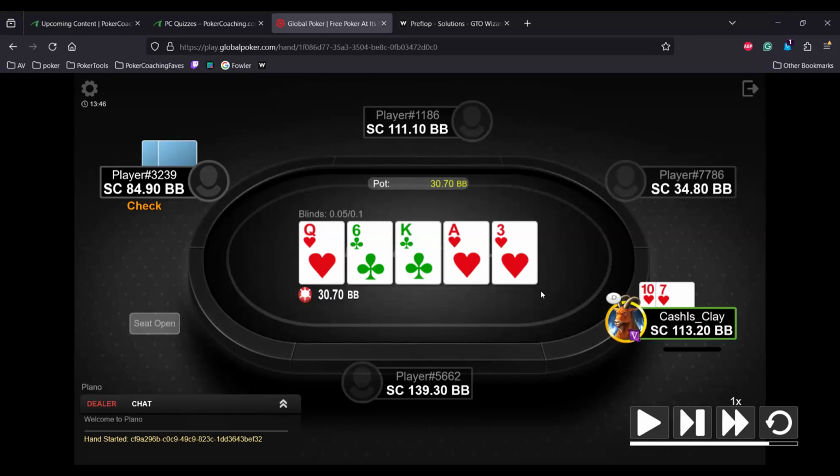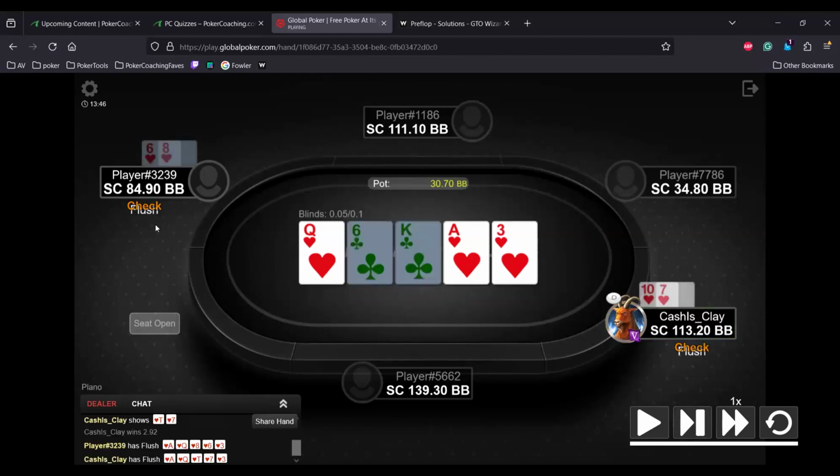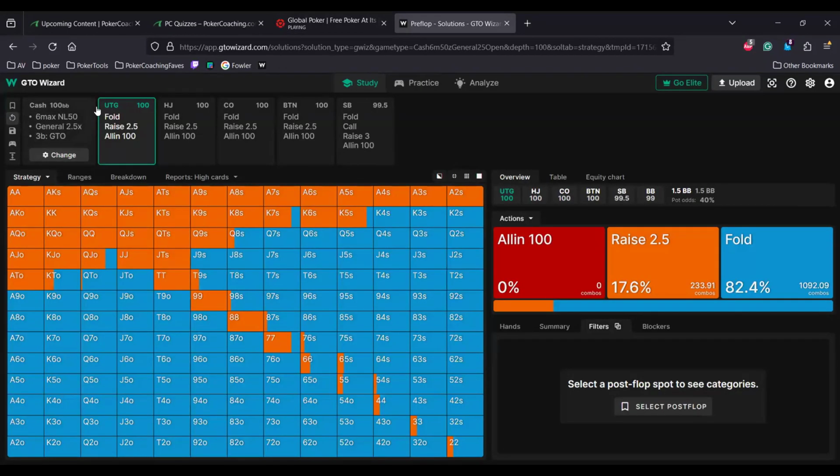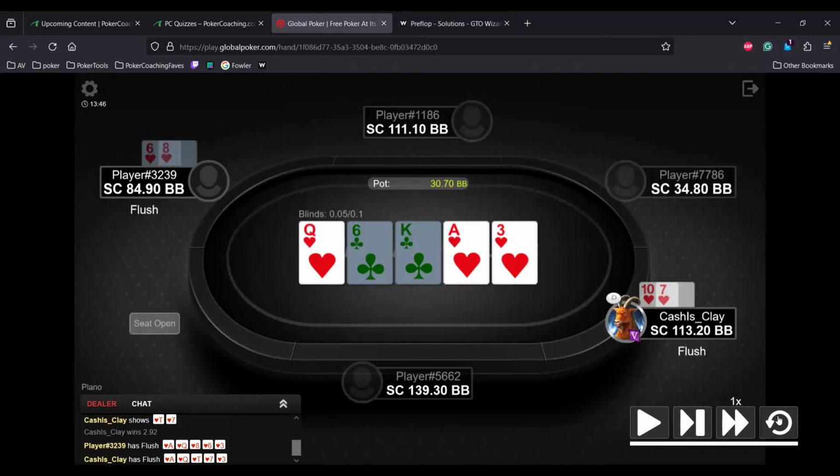So the question becomes, is the third nuts good enough to value bet here? I think it is. I checked it back here, and he had a 6 of hearts. What did you bet? I checked it back. You checked it back and didn't bet?